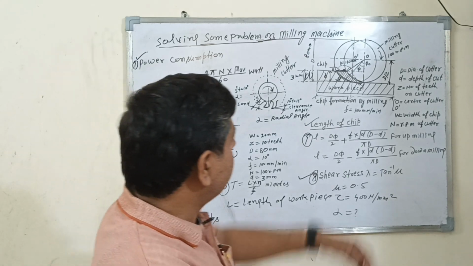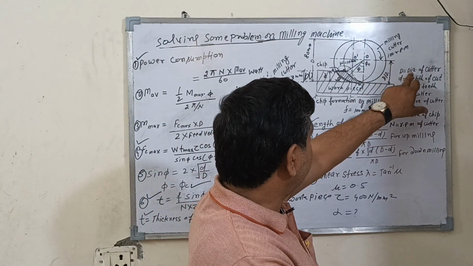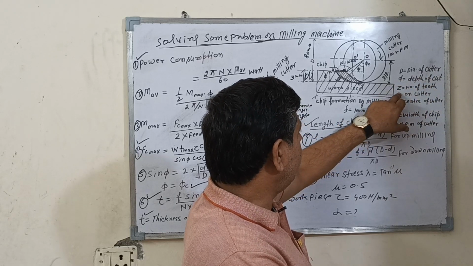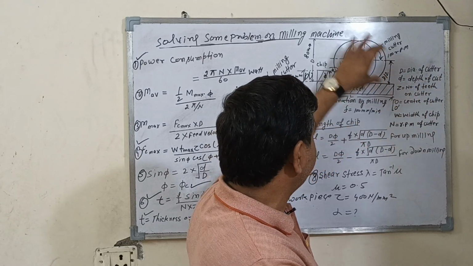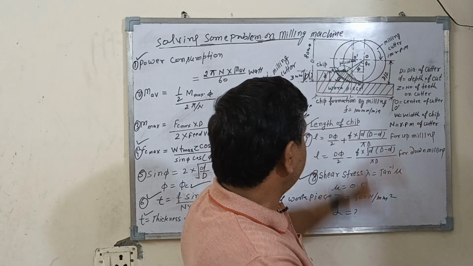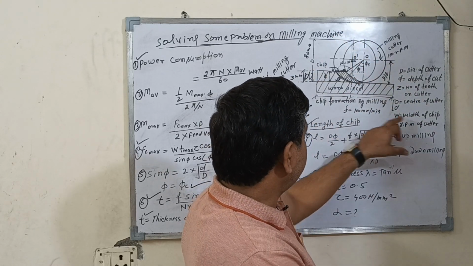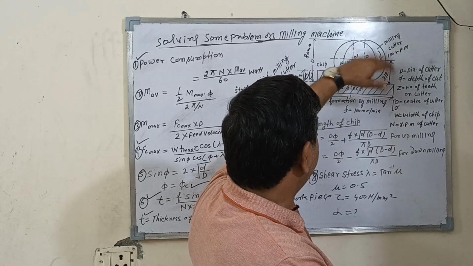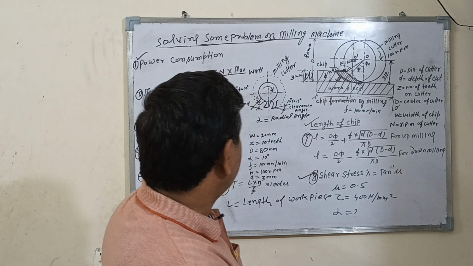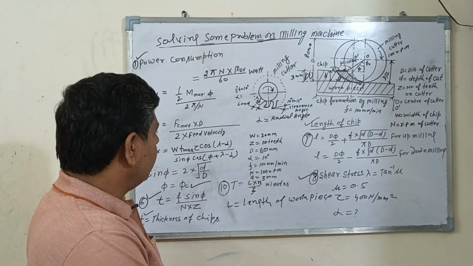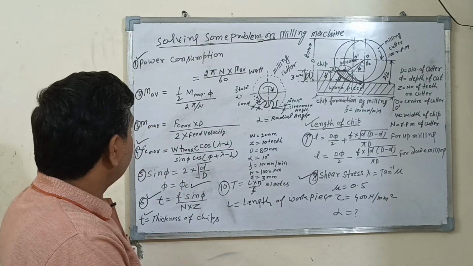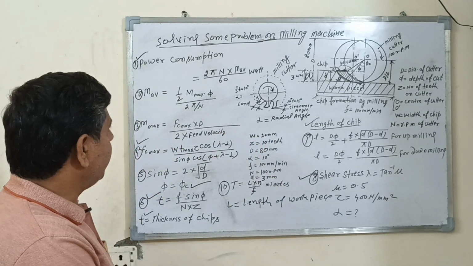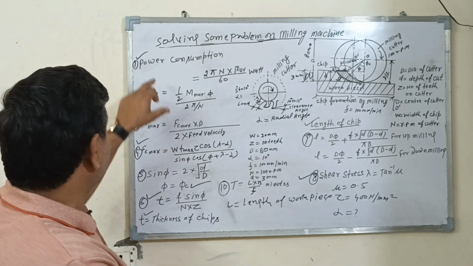So some things are here. D is the diameter of the cutter, small d is the depth of cut, Z is the number of teeth the cutter contains, O is the center of the cutter, W is the width of the chips, and N is the number of revolutions of the cutter. Some parameter values are given here. With the help of these parameters, we will calculate different things.